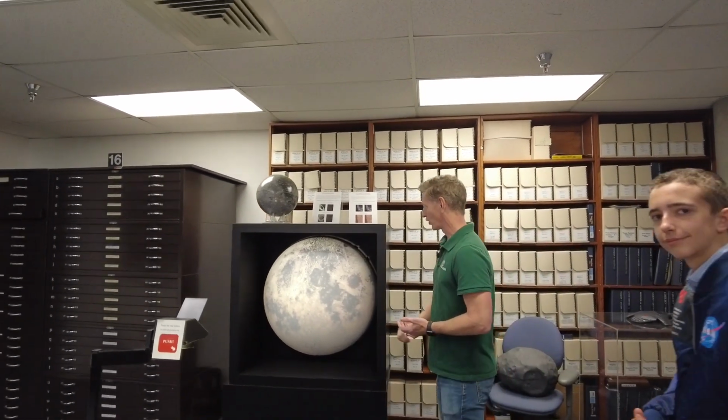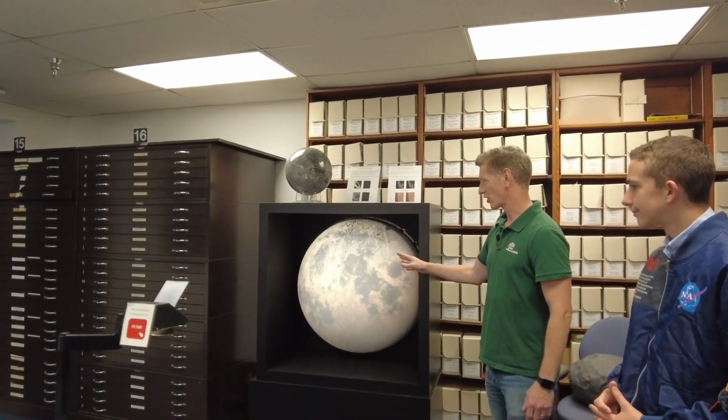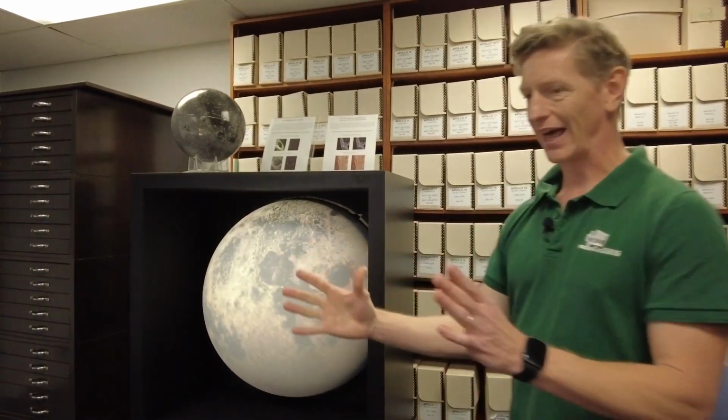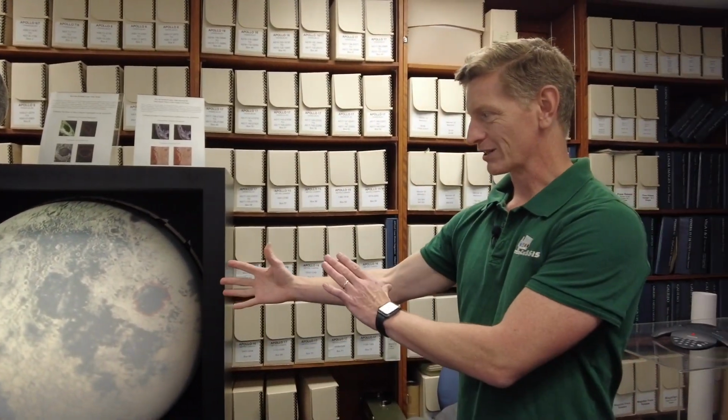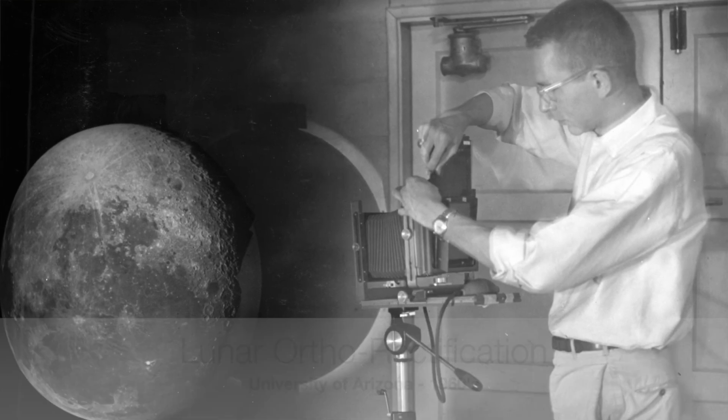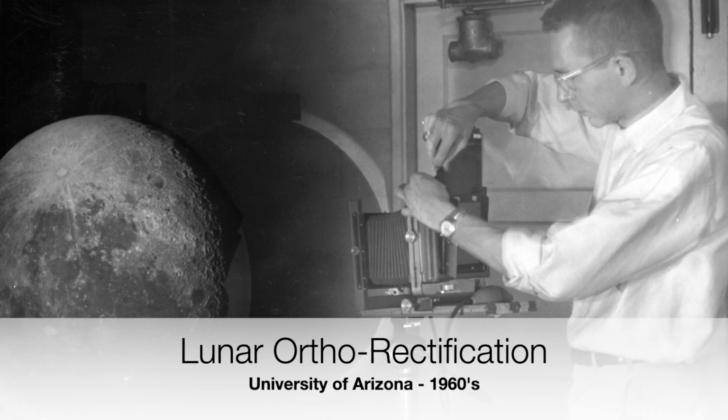We have a globe here that Dr. Kuiper and his colleagues used. They would take glass plates from the telescope where these images were recorded, reproject them back onto this sphere, and then rephotograph the sphere from right overhead. So there's a couple of features of interest marked here.